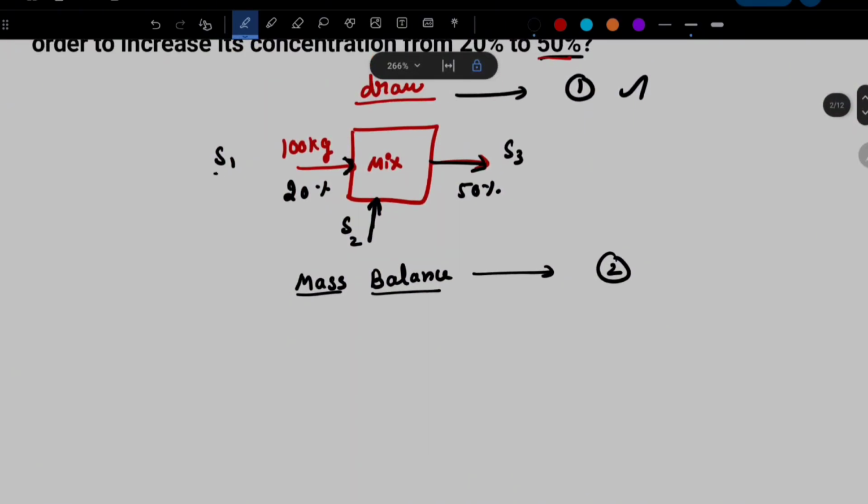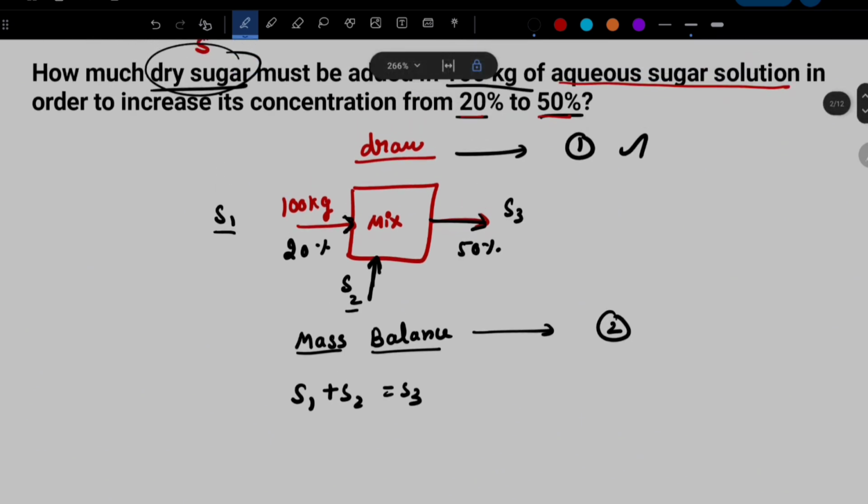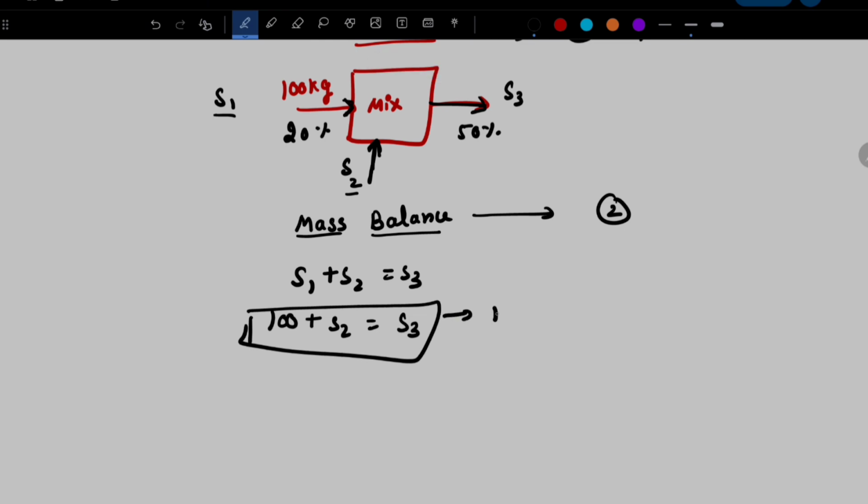In this one, we are adding S1 and S2, so S1 plus S2 is equal to S3. What is the mass? You don't know the mass of S2 and S3, but you know the mass of S1. S1 is 100. S2 I don't know, it's some sugar, and I need to calculate S2 only. S3 also I don't know, the output which I am getting. So you made an equation. Let's call this equation number 1, and keep that equation.